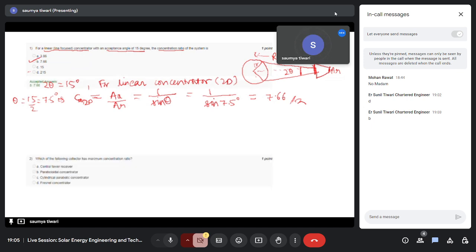Now the next question is, which of the following collectors has maximum concentration ratio? Is it a central tower receiver, or paraboloidal concentrator, or cylindrical parabolic concentrator, or Fresnel concentrator?